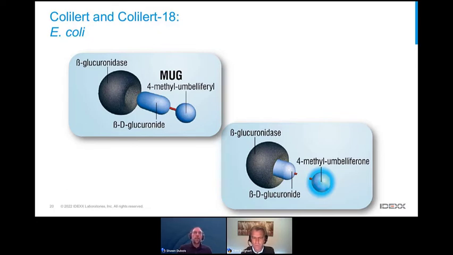Unlike the ONPG, which changes color, MUG is actually a fluorescent test. When the nutrient and indicator are bound, it does not fluoresce, and then when the indicator is released, it will now fluoresce. It becomes that 4-MU molecule. So coliforms and E. coli, which is a coliform, will turn Colilert yellow by utilizing the ONPG. And then E. coli will also utilize the MUG, which will cause it to fluoresce when exposed to a UV light.